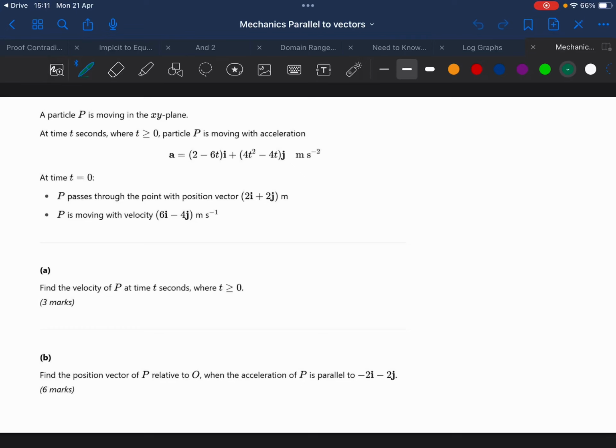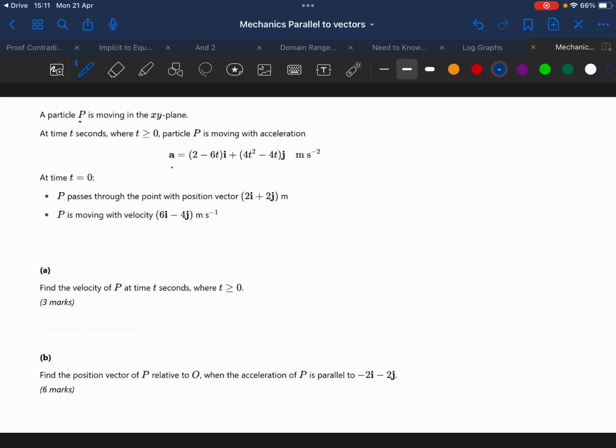So in this video we're going to do some mechanics skills, working with vectors and a popular type of question that comes up that lots of people are not too sure about. So we've got a particle moving, and we've got an equation here about the acceleration in terms of i and j.